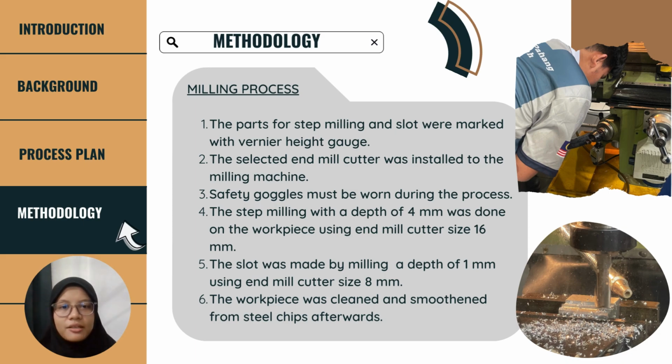The step milling with a depth of 4 mm was done on the workpiece using an end mill cutter size 16 mm. The slot was made by milling a depth of 1 mm using an end mill cutter size 8 mm. The workpiece was cleaned and smoothed from steel chips afterwards.